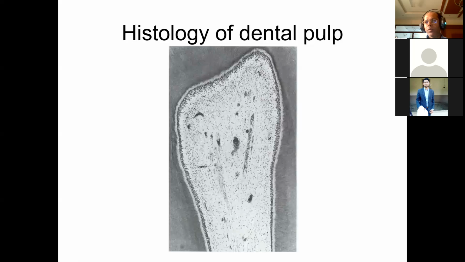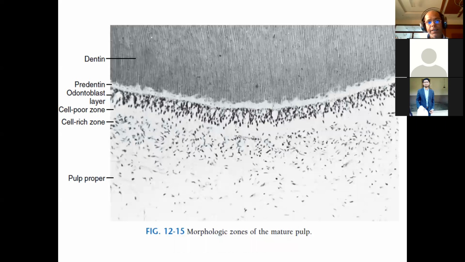So sometimes odontoblast cells could be killed, like when the pulp is exposed. Then the subodontoblast cells can be differentiated and matured to make the dentine. So these are the cells that make the dentine.